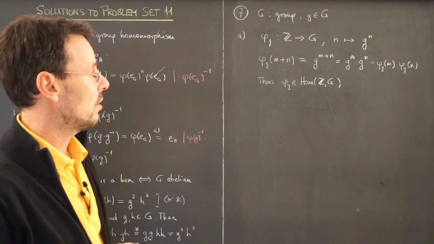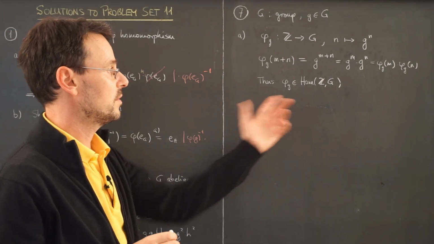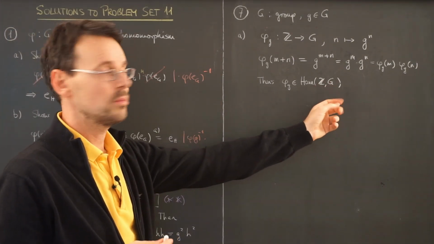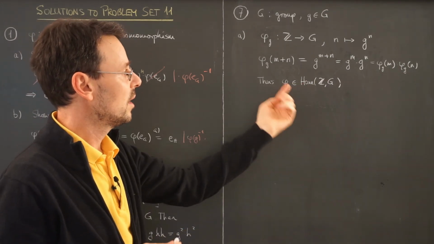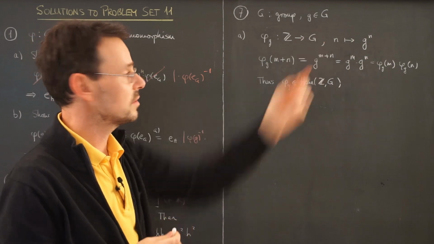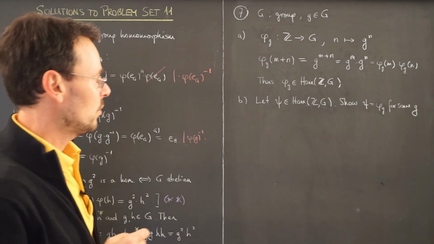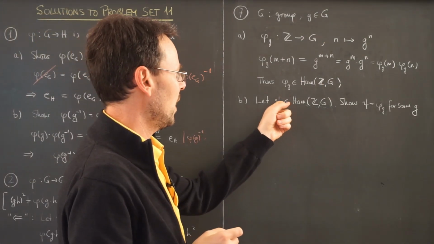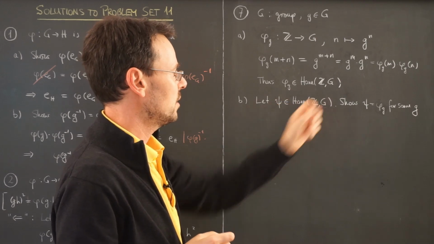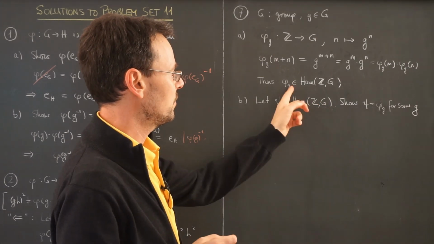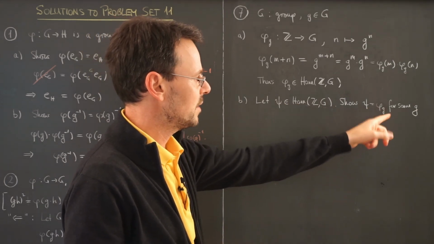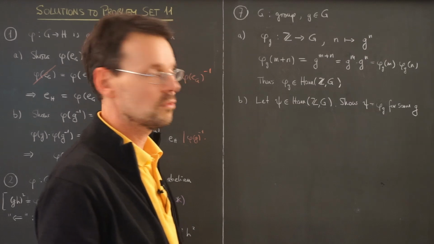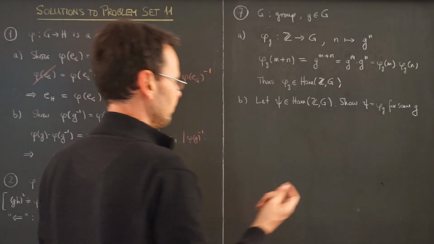So we see that there are always a lot of homomorphisms from the integers to any group G. By a lot I mean I can take any arbitrary group element, and this is associated with this homomorphism here. Okay, now we show that actually any homomorphism from the integers to this group G is of this form. So we're going to show that psi is phi sub g for a suitable group element g.